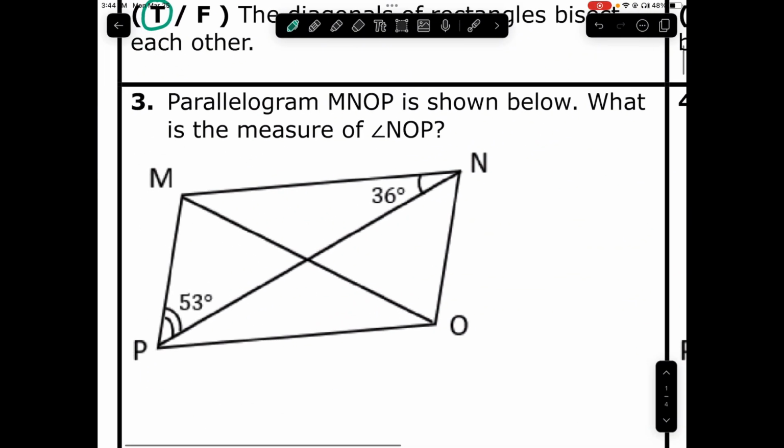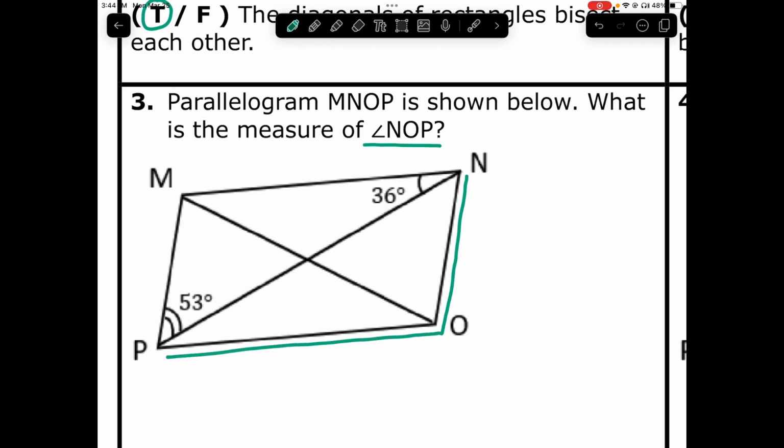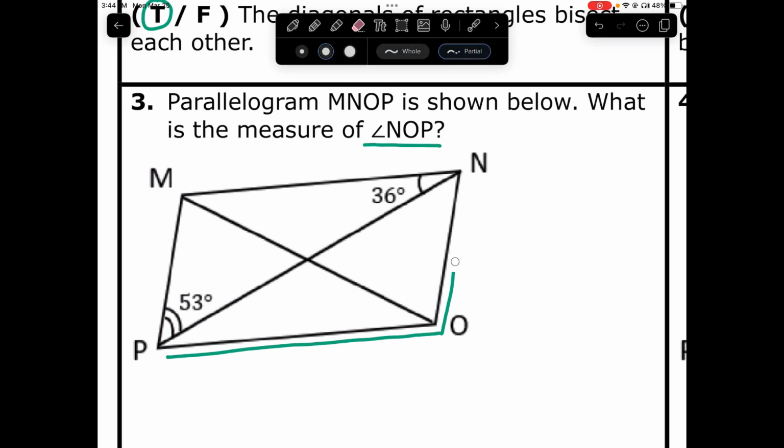Number 3, parallelogram MNOP is shown below. What is the measure of angle NOP? It's talking about that corner right there that I just marked. So let me erase a little bit of that so we can just focus on the corner. This is the angle we're talking about right there. So let's figure that out.